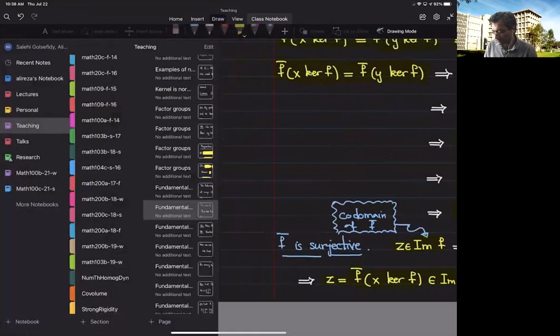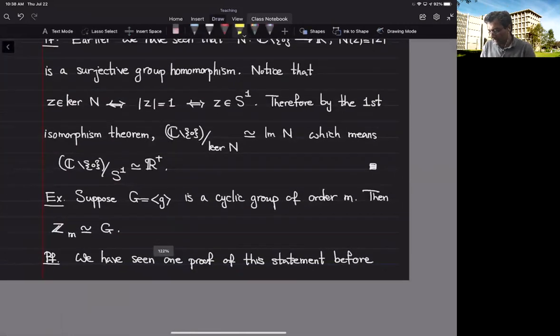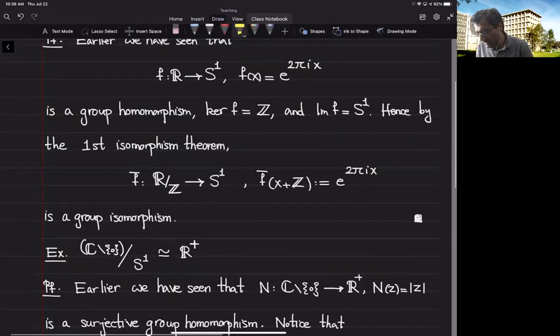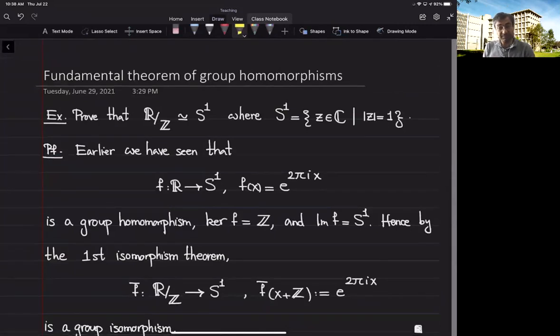Okay, so let's see some examples of how we can use the first isomorphism theorem. For instance, we want to show that the factor group of R over Z, I'm thinking about the set of real numbers under addition and the set of integers under addition. The set of integers is, of course, a subgroup of the set of real numbers. And because these are abelian, every subgroup is normal. So it does make sense to talk about R over Z.